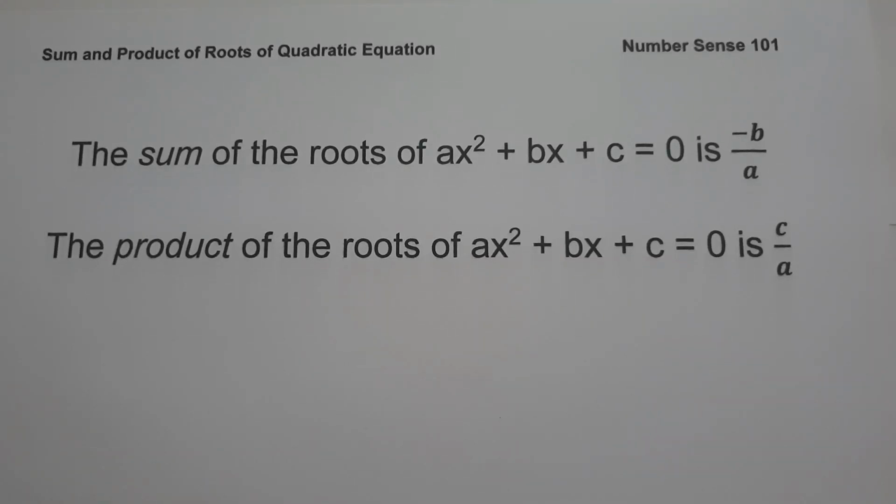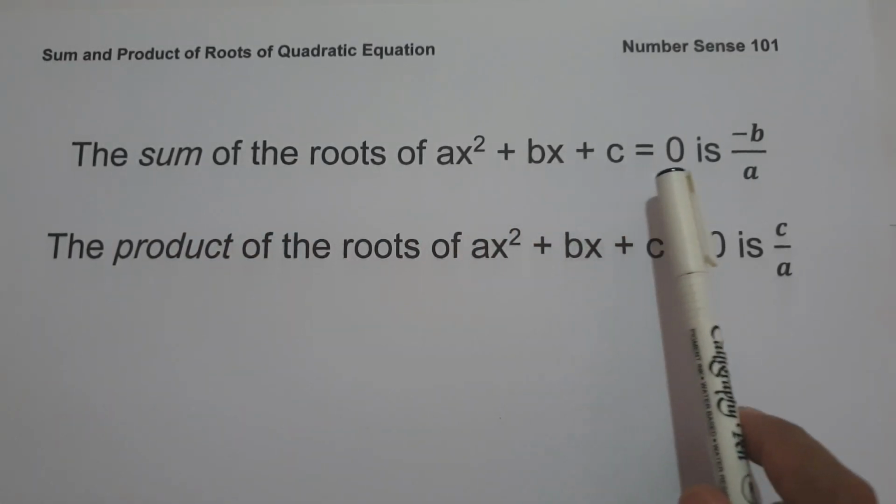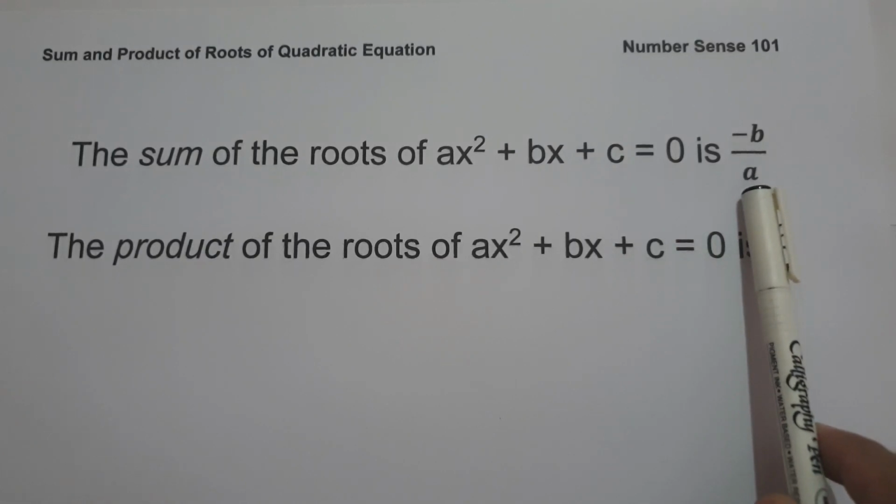For today's video, we are going to talk about how to find the sum and product of roots of a quadratic equation. In finding the sum and product of the roots of a quadratic equation, these are the things that you need to remember. The first one, the sum of the roots of ax squared plus bx plus c equals 0 is negative b over a.